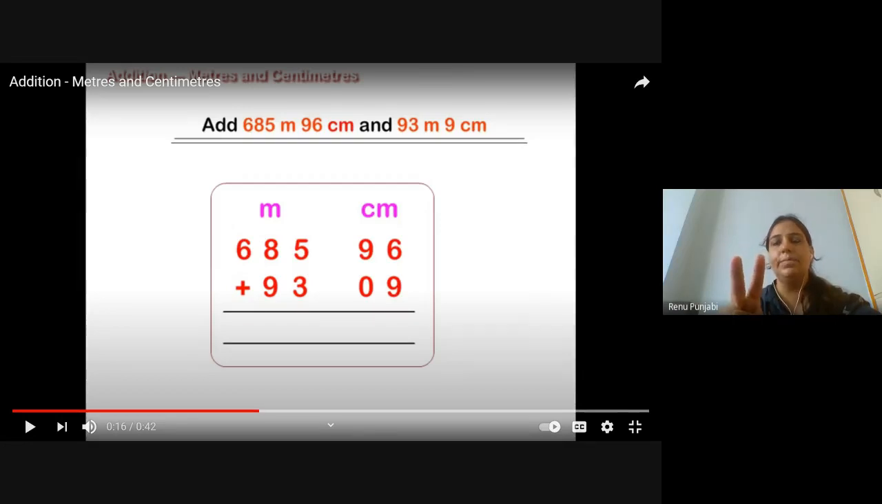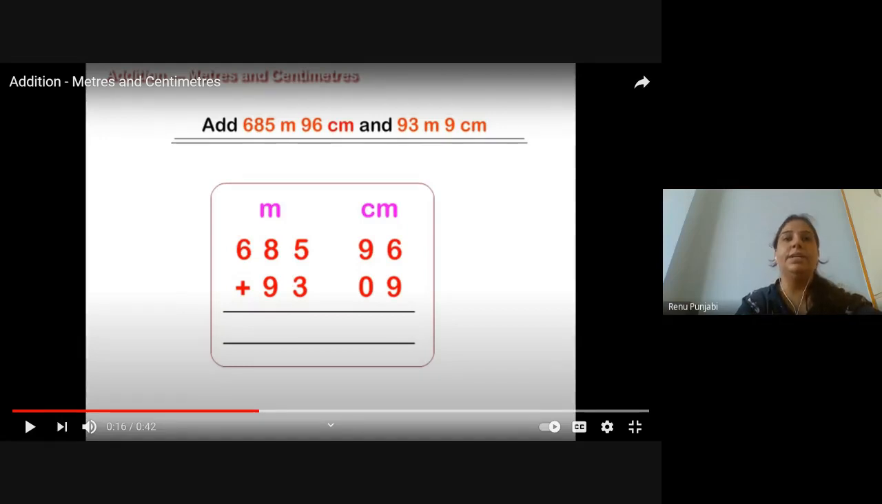Children, see the arrangement of the numbers. 685 meters and 96 centimeters. You should always remember that there should be two digits in the centimeters. Why? Because 100 has two zeros. 1 meter equals 100 centimeters. Arth Gujarati, sit properly. So in centimeters, it is compulsory to have two digits. So 685 meters and 96 centimeters, the 96 will go in the centimeters.